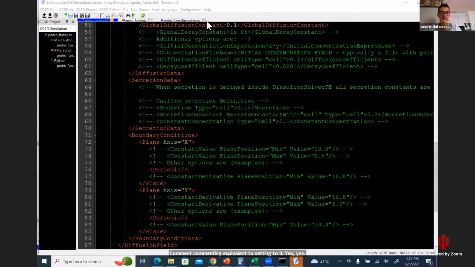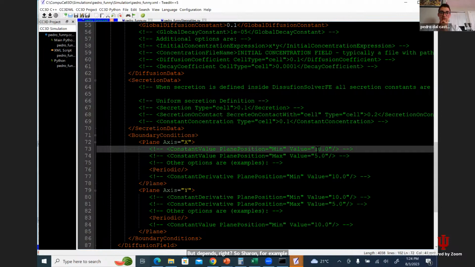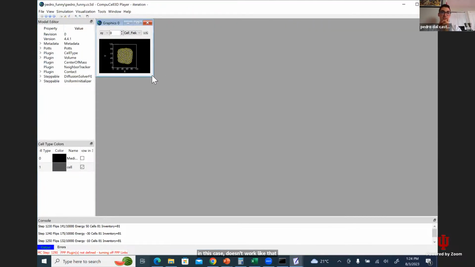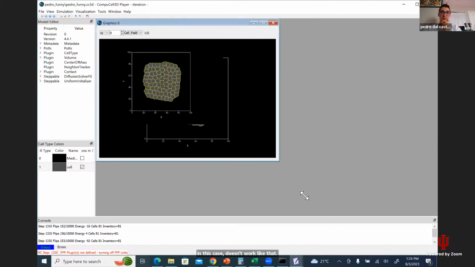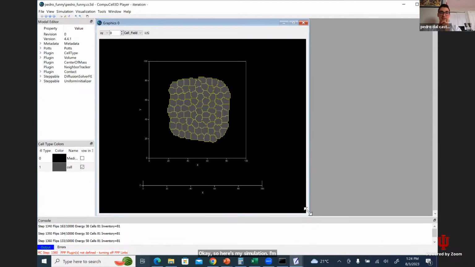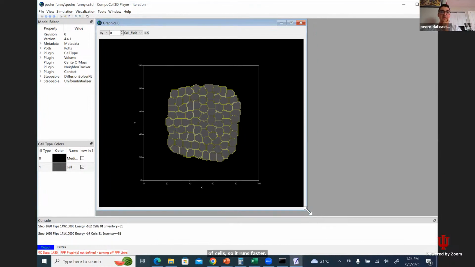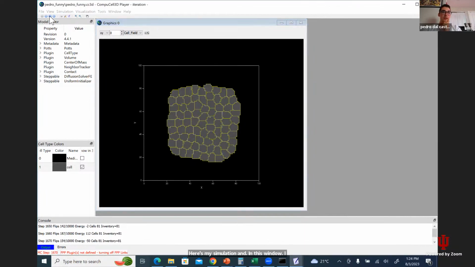But it depends, right, Sharon? For example, when I comment out the constant value here, it doesn't mean that the constant value is 0. It means that I don't have a constant value boundary. So in this case, it doesn't work like that. Okay, so here's my simulation. I may reduce the number of cells so it runs faster. Here's my simulation. And in this window, I will pause here.